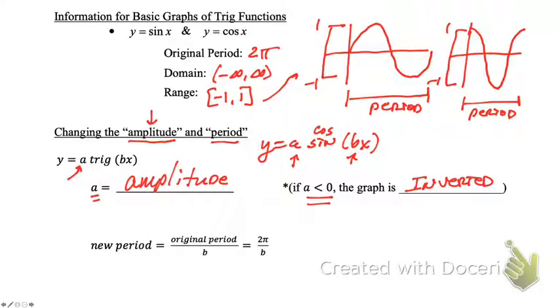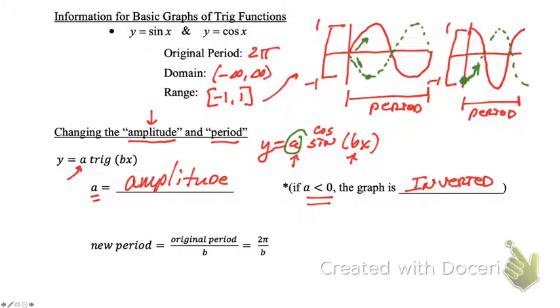Now what would an inverted graph look like? Well, for a sine, it would start at the intercept, and instead of going up, it would go down to the minimum, then back to the intercept and up to the max, and then back to the intercept. For a cosine, it would start at the minimum and head up. That would be an inverted cosine graph. That will happen when this a value is negative, and we'll see an example of those.